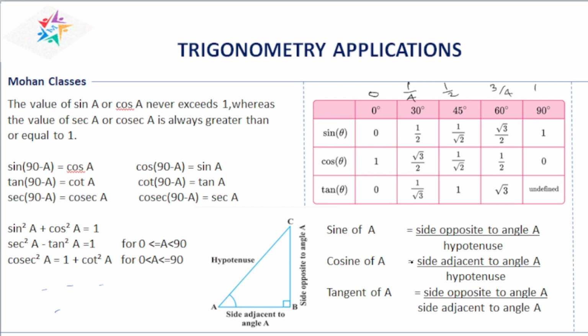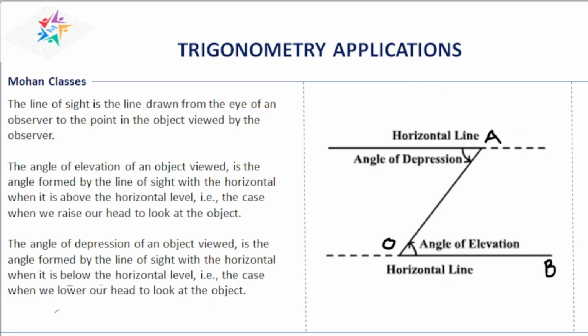Cosine of A is equal to adjacent side divided by hypotenuse. What is tan? Sine by cos. That is side opposite to angle A divided by side adjacent to angle A. Okay. Now let us move to the elevation and depression. What is called elevation? What is called a depression?